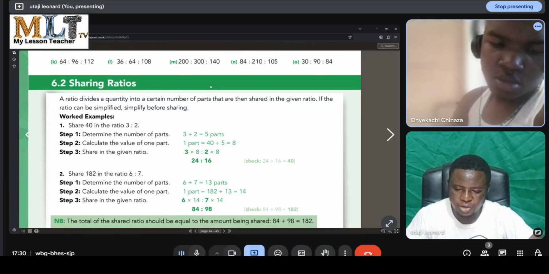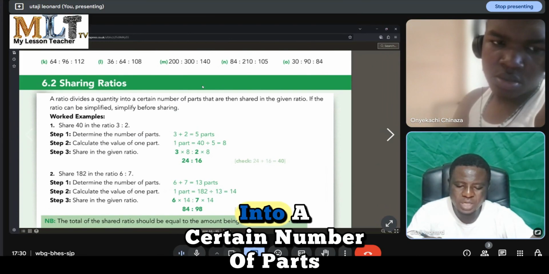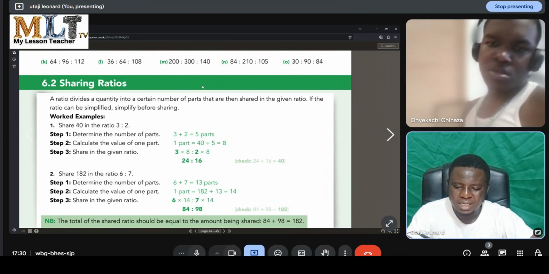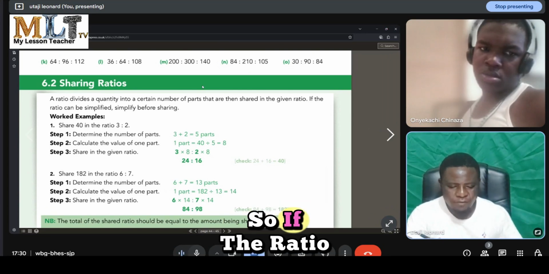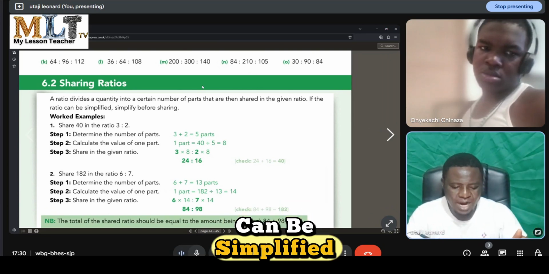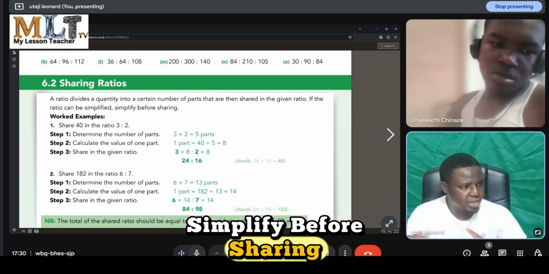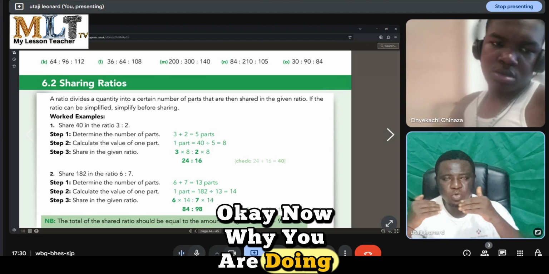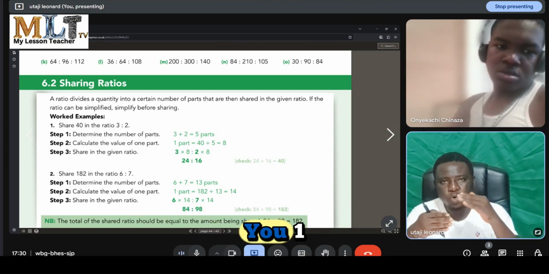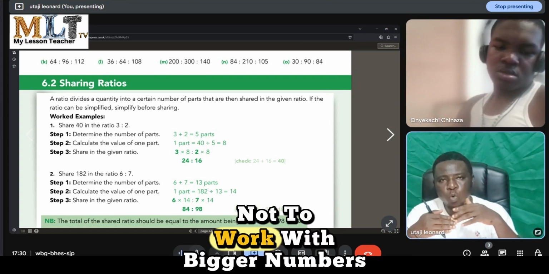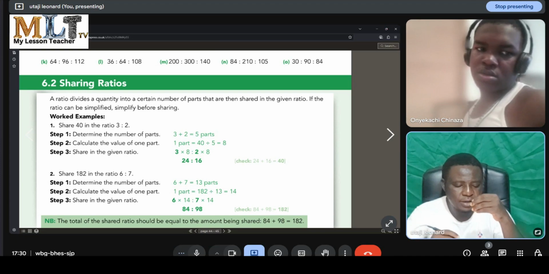Sharing ratios. A ratio divides a quantity into a certain number of parts that are then shared in the given ratio, just like I told you. So if the ratio can be simplified, simplify before sharing. The aim of simplifying before sharing is to help you not to work with bigger numbers.